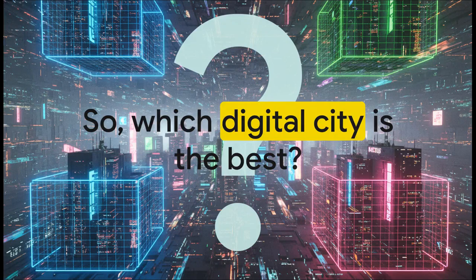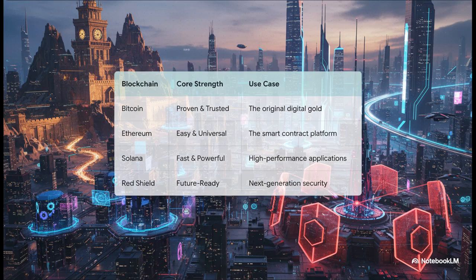So after our grand tour of these 4 very different digital metropolises, you're probably asking the obvious question, right? Which one is the winner? Which city is the absolute best place to be? But the truth is, there is no single winner. It's all about choosing the right city for the right job. If you want something with a long history of being proven and trusted, like digital gold, you go to Bitcoin. If you need a universal platform for smart contracts, you build on Ethereum. For blazing fast, high-performance applications, Solana is your megacity. And if your number one concern is long-term, future-proof security, you look to Red Shield.